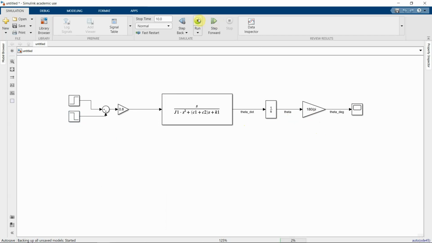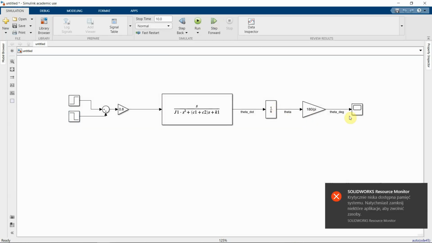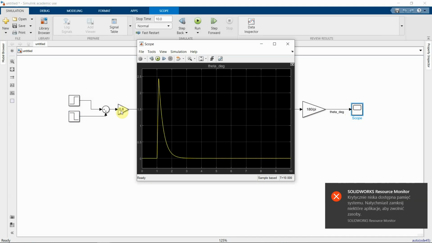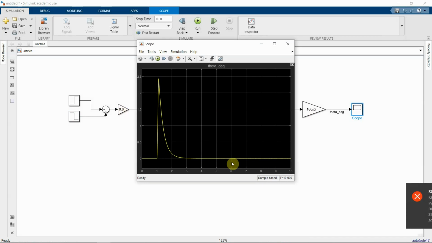So for example, if we run the system, we can see that this is the behavior we are going to get.